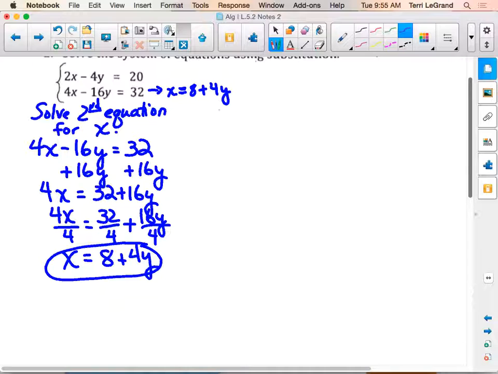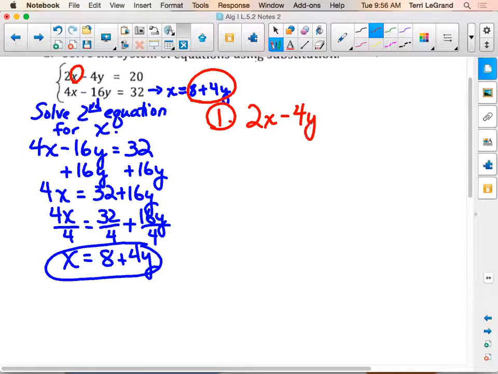Okay. Now that we know that x is equivalent to 8 plus 4y, we can take that 8 plus 4y and put it into the other equation for x. So step number 1, we're going to use the equation 2x minus 4y equals 20. We have to go into the other equation, substituting our equivalent x.